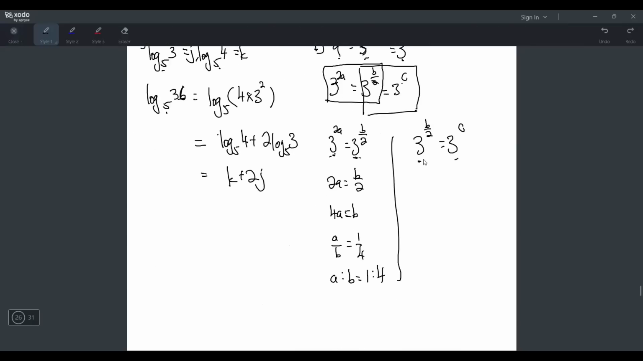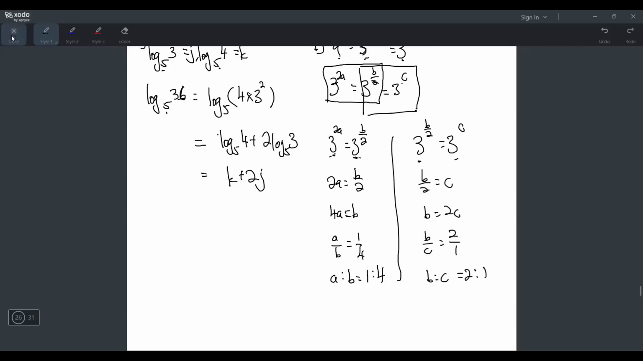Okay, same thing. Same base both sides, so we can compare. If the base is the same on both sides, the power will be the same also. So B over 2 is C, and then change to rainbow format. This one is rainbow format. And then B over C is 2 over 1, so B ratio C is 2 ratio 1.